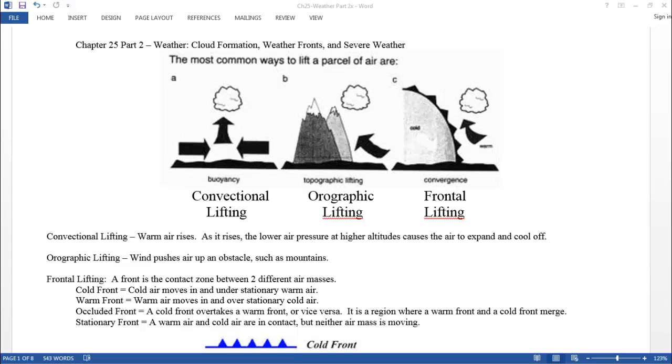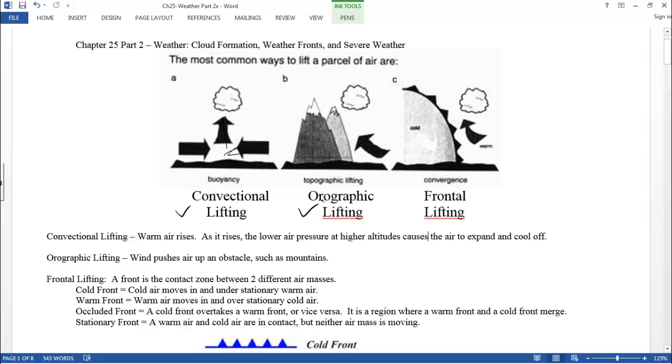To form a cloud, you need to lift up air, and there's three ways to lift up air. There's convectional lifting, and that's where the warm air rises. And so as warm air rises, more air comes in, and you get convection currents happening. And the warmer air, as it reaches higher altitudes, is going to experience a drop in air pressure, so that air will expand, and as it expands it cools off. And cooling off, you can get more condensation, meaning water vapor changes into liquid water or tiny little raindrops, and that's going to form the clouds.